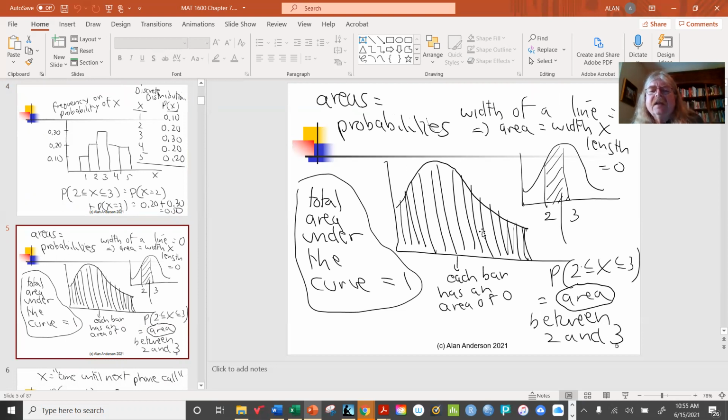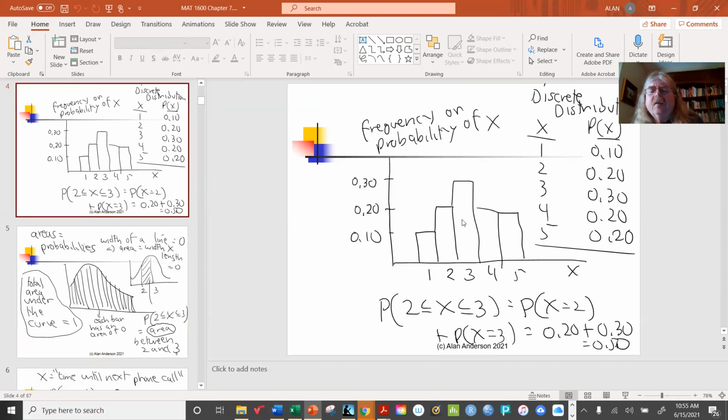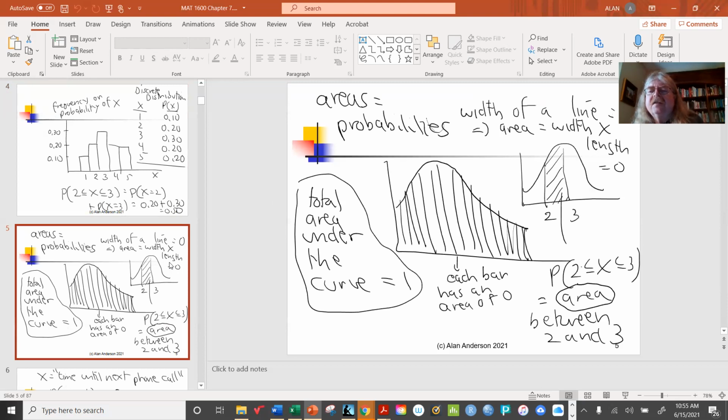And now here's where it gets really strange. Instead of adding up, if I want to know the probability that X is between 2 and 3, I can't just add up bars because there's an infinite number of them. So what we have to do instead is calculate the area under this curve. In other words, instead of counting up all the bars, I can't do that anymore because there's an infinite number of them.